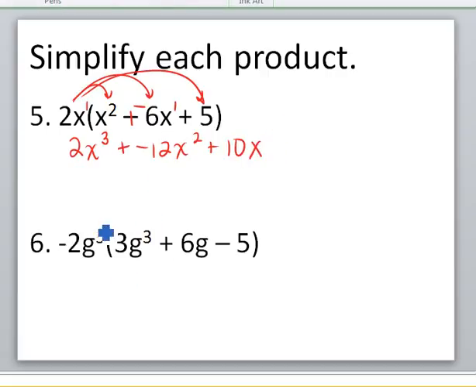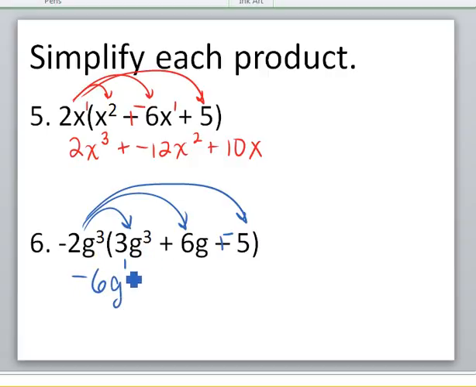Number 6. Distribute again. So I have -2 times 3, which is -6. G to the third times g to the third is g to the sixth, because that's 3 plus 3. Plus -2 times 6 is -12. G to the third times g to the first is g to the fourth. And then -2 times -5 is positive 10. Carry my g to the third through.